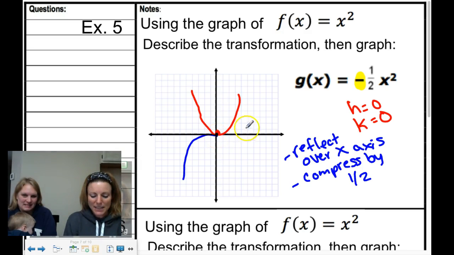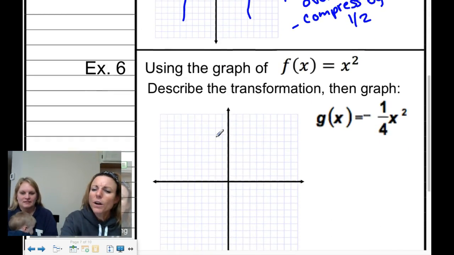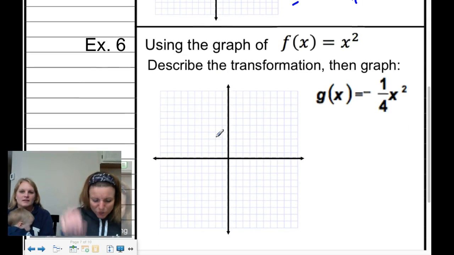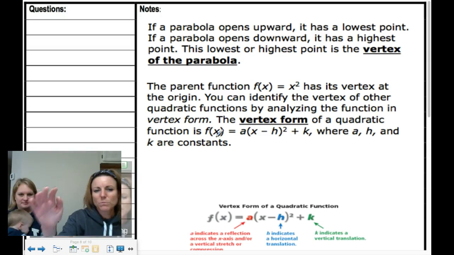So yes, flipping and it's getting fatter, chunky. Yep. Right. So the negative means flip, and the 1/2 means get fatter. Got it. Are we good? Yeah. Now, should we do this one or should we maybe skip it? Kind of like the one we just did. Let's skip it. Let's go on to the next page.